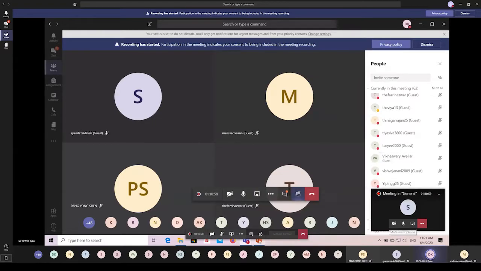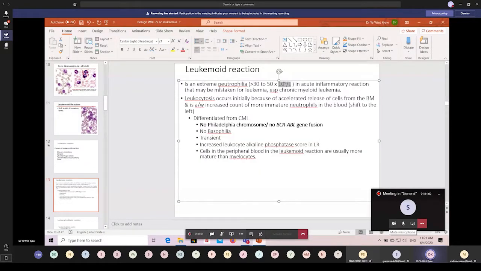What is the normal count of WBC? Not WBC, neutrophil. 2,500 to 7,500 neutrophils per microliter of blood. For 10 to the power 9 per liter, the WBC count is 4 to 11 into 10 to the power 9. 4 to 11 only is the normal count. 4,000 to 11,000.